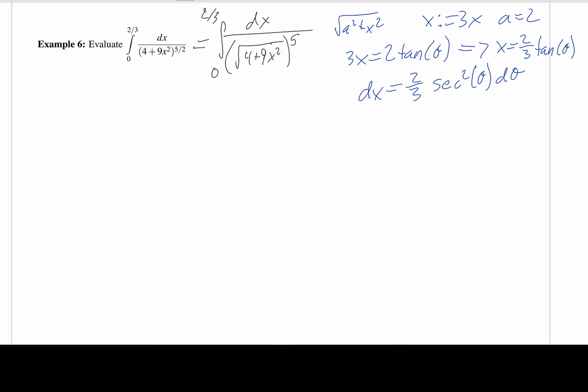Okay. So from here, what I'm going to do is go ahead and figure out our limits. So I should have 2/3. If I plug that in for x, using this equation right here, 2/3 is equal to 2/3 tan theta. So this means that 1 is equal to tan theta. So theta must be equal to pi over 4.